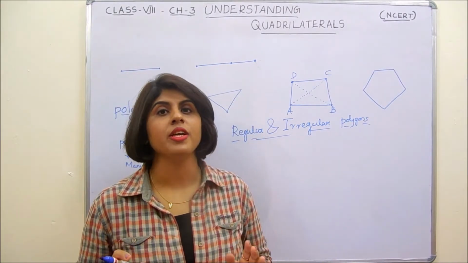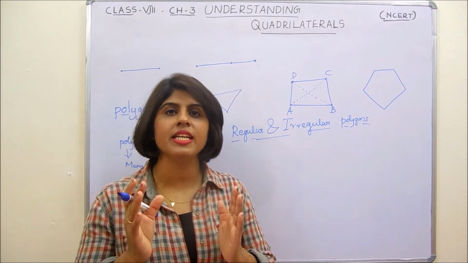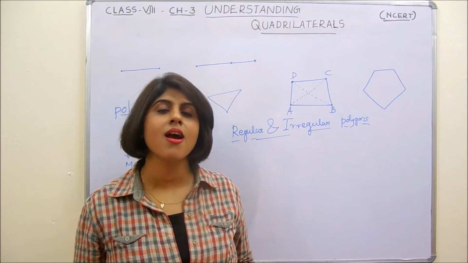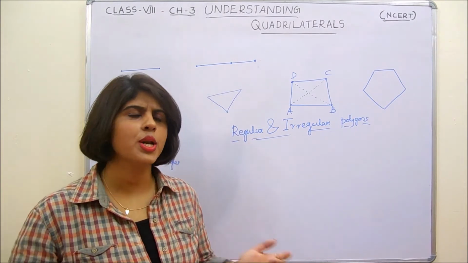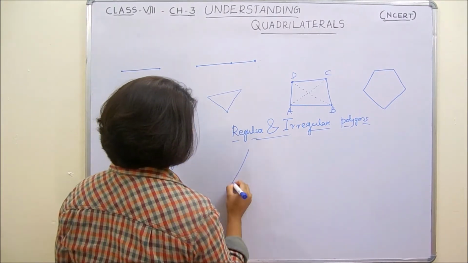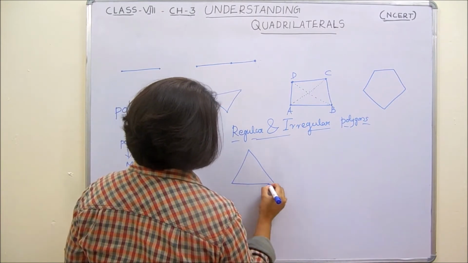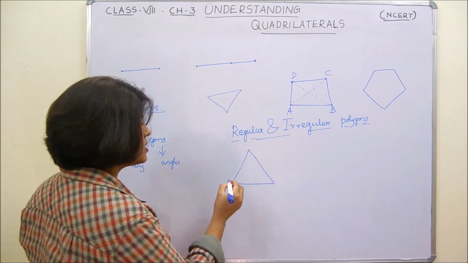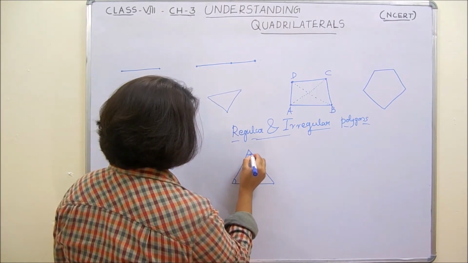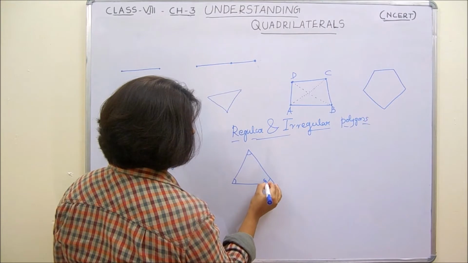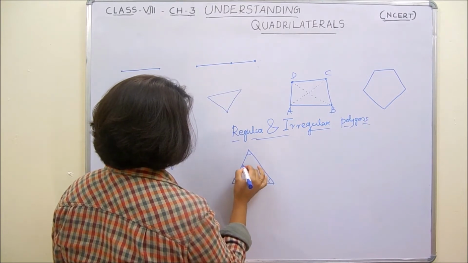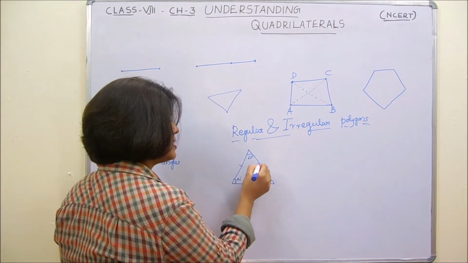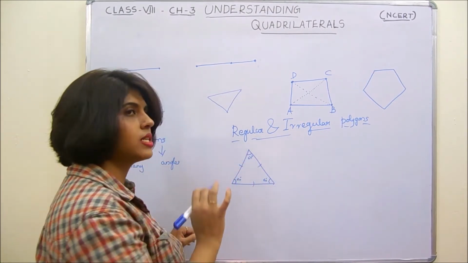A polygon having all of its sides of equal length and all of its angles equal in measurement is known as a regular polygon. For example, in an equilateral triangle, we know all three sides are equal and all the angles are 60 degrees. Isn't it? Yes. So this is a regular polygon. All the sides and all its angles are equal.